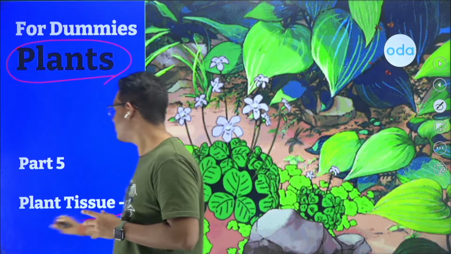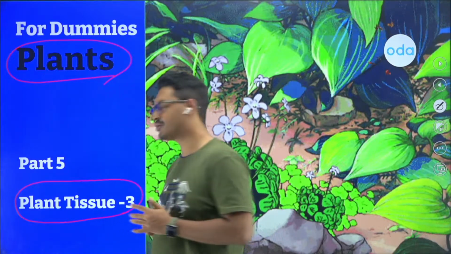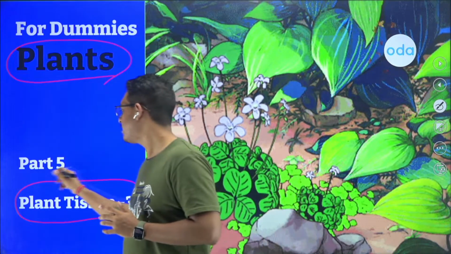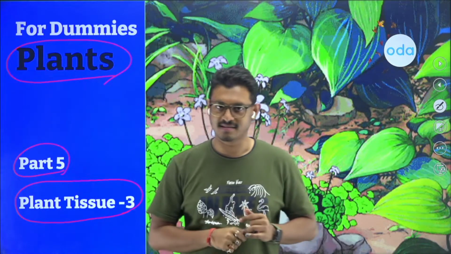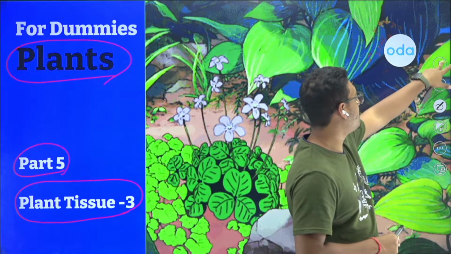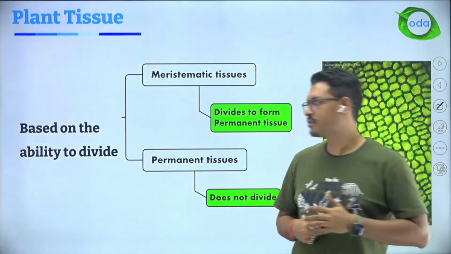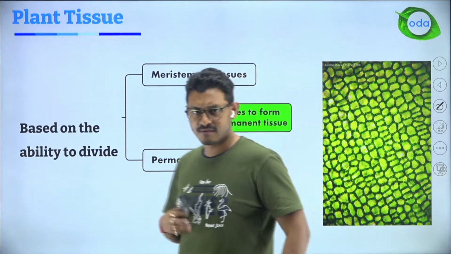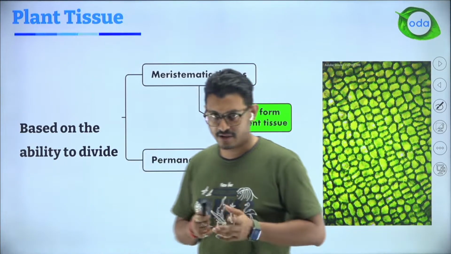Now, today we do plant tissue part 3, which is part 5 of the actual series. Go check out the other videos as well. Today we mainly focus on complex permanent tissue. Before we go to that, let's revise ourselves once again, like what all have we covered so far.